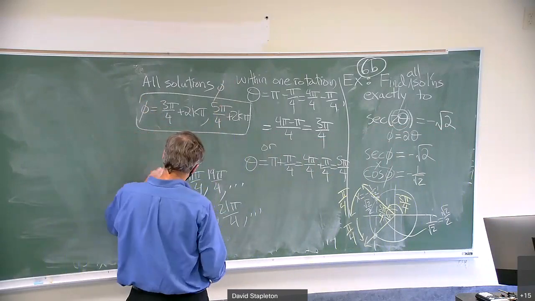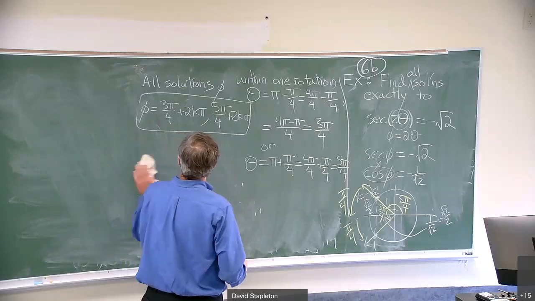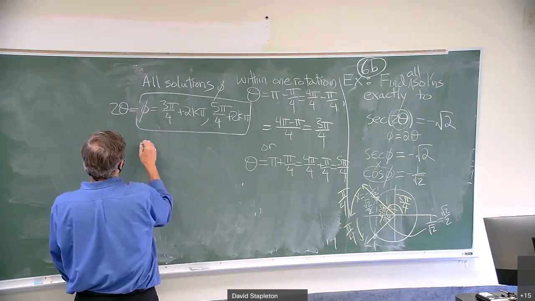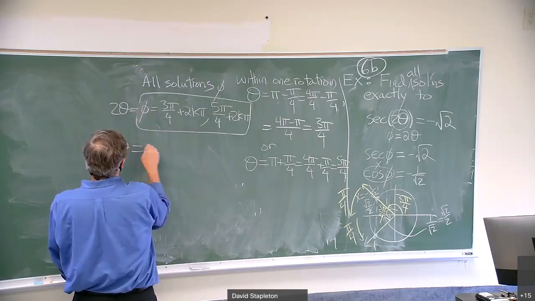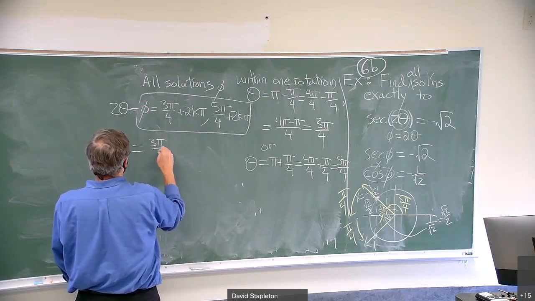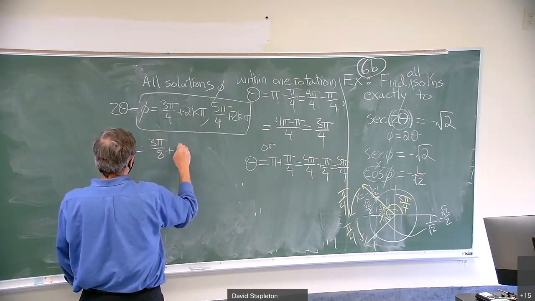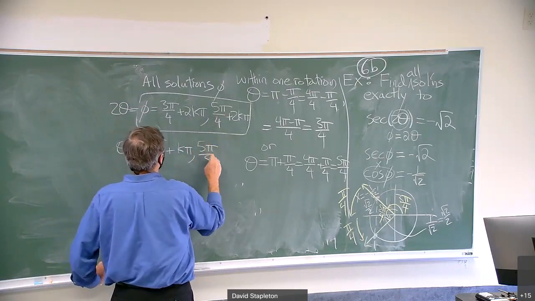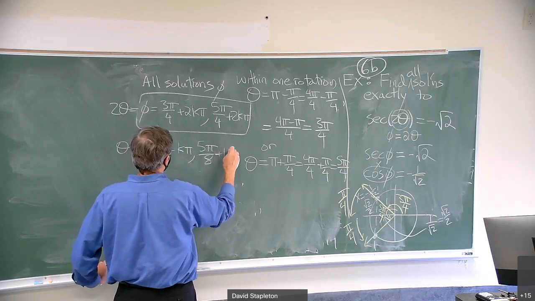And then phi is equal to 2 theta, and so you divide this through by 2. And so you get theta, you have to divide both of these by 2. It's 3 pi over 8 plus this divided by 2, which is k pi. And this one over 2 is 5 pi over 8 plus this one divided by 2 is k pi. Thank you so much.